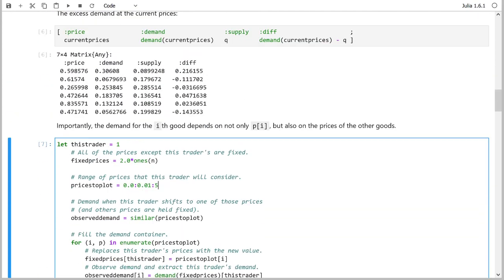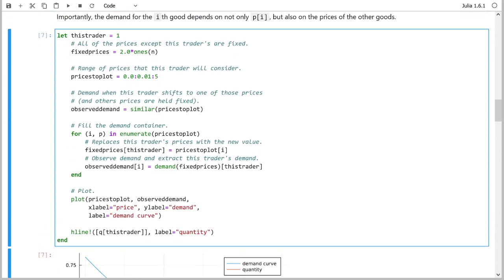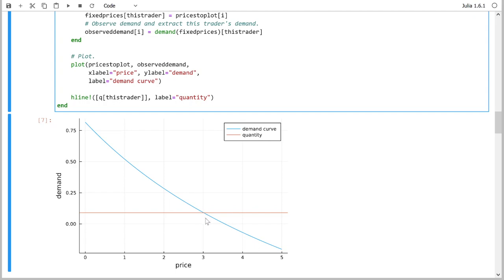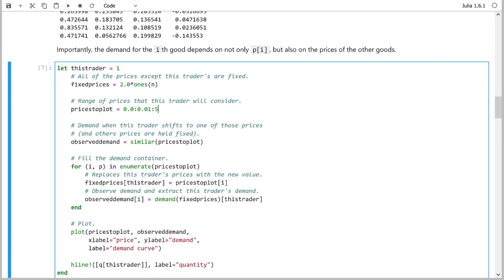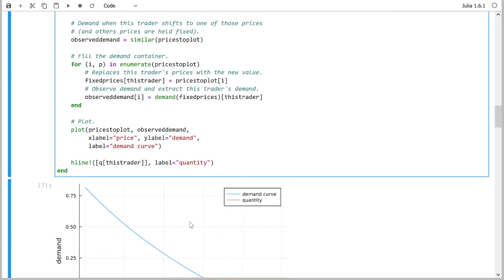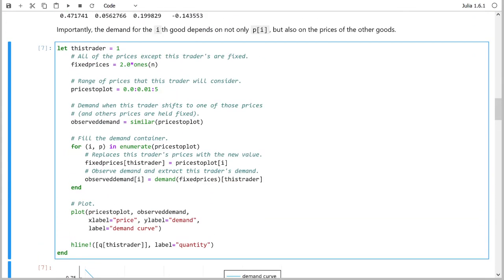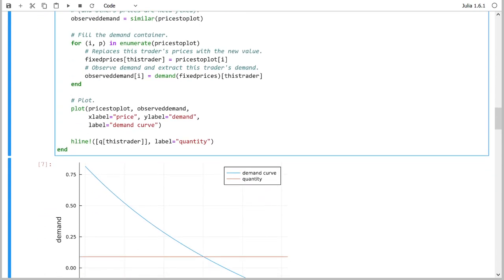The second thing is that because the demand for each good depends on the prices of the other goods, even if I am able to find this exact market clearing price, right, this exact intersection, when the other traders change their prices, the location of this intersection for me is going to change. So let's say that instead of the other traders selling their goods at price 2, let's say they were all at 1 instead, and regenerate this graph.